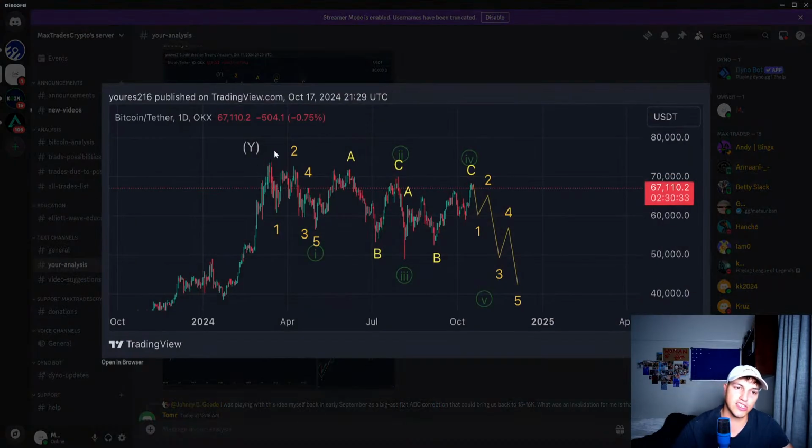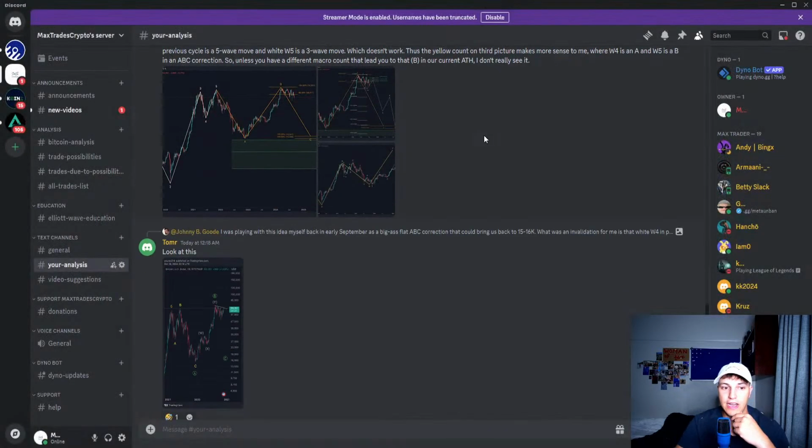Please do analyze this Y. This WXY is not correct. This move up then has to be a B, and then this be a massive C to the downside. Not this a WXY. Maybe it's a WXY in wave B. I don't know how you labeled it, but yeah, I don't think.